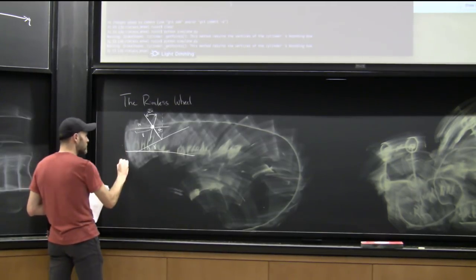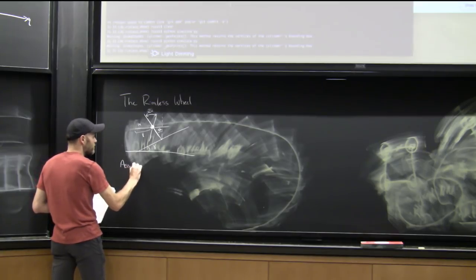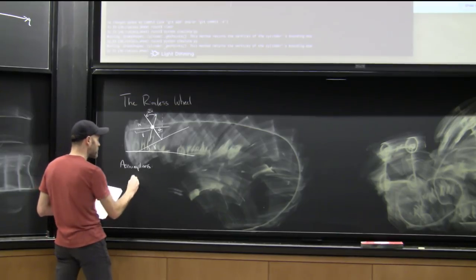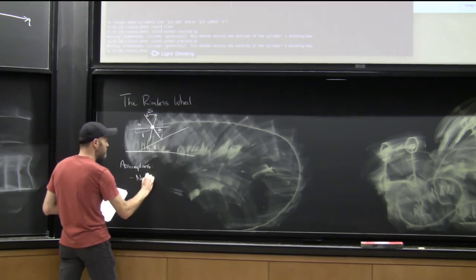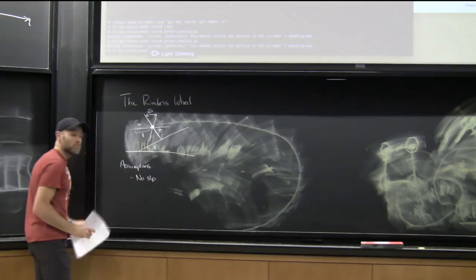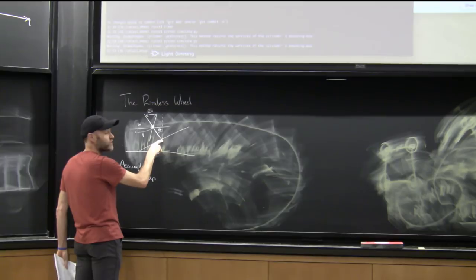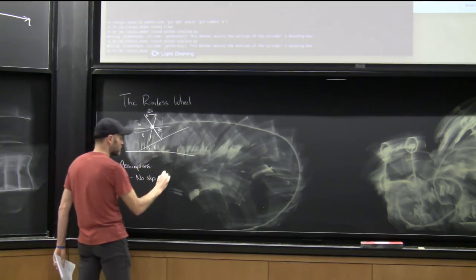And the modeling assumptions that are going to make this really nice are going to be, first, no slip. So I'm going to assume that whatever foot is already on the ground, I can model that as a pin joint.